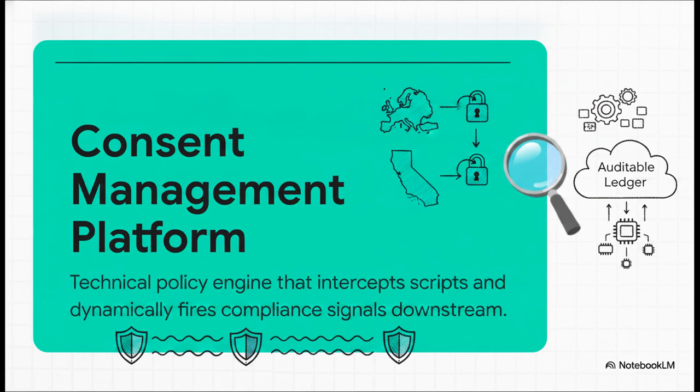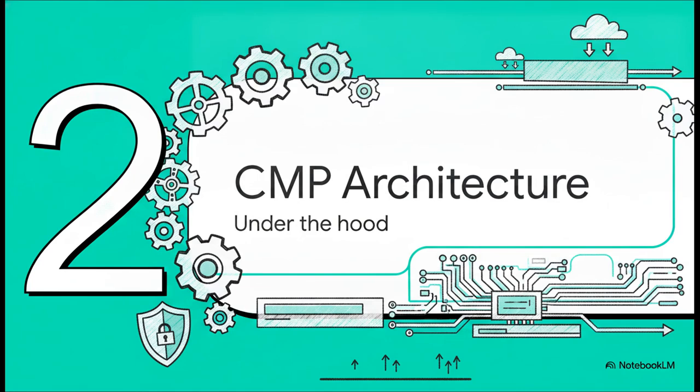It checks the visitor's ID, evaluates their geographic location against local laws, like strict opt-in under GDPR or opt-out in California, before letting a single drop of data pass through to your tracking tags. It dynamically fires compliant signals downstream and, crucially, records an encrypted, auditable ledger in the cloud to keep the regulators happy. Moving right along to Section 2, CMP Architecture Explained.